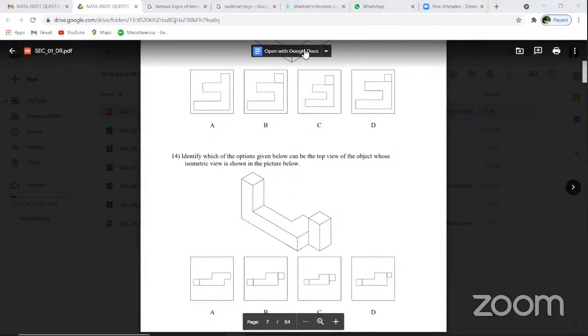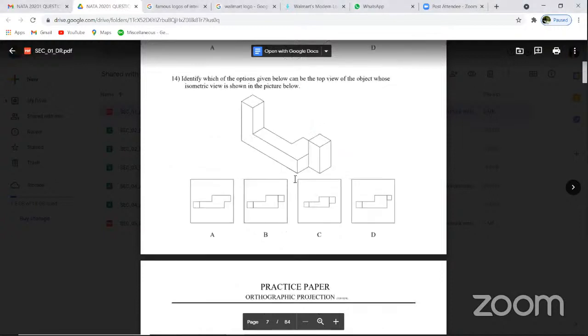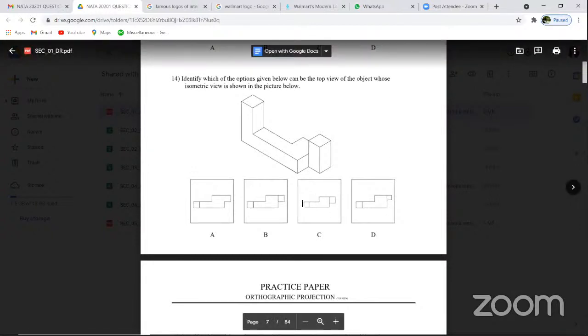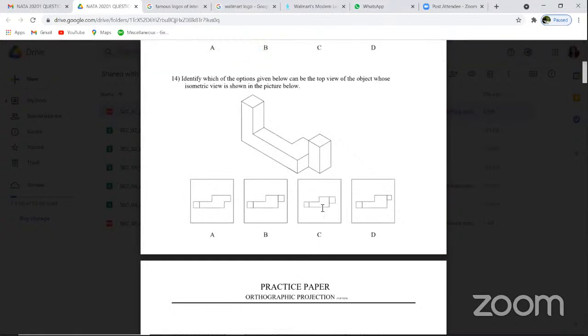Option B. Yes, option B is correct because, again, a similar reason. Here there is no projection. This is too short. This is too small. It should be on par with this line.